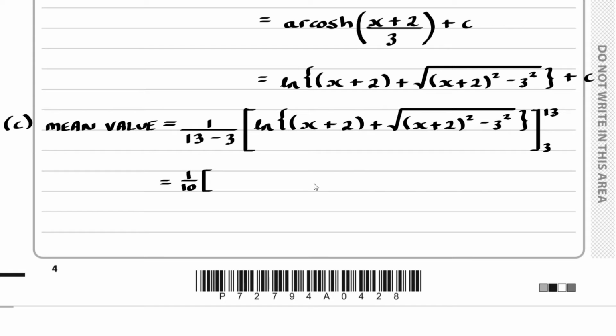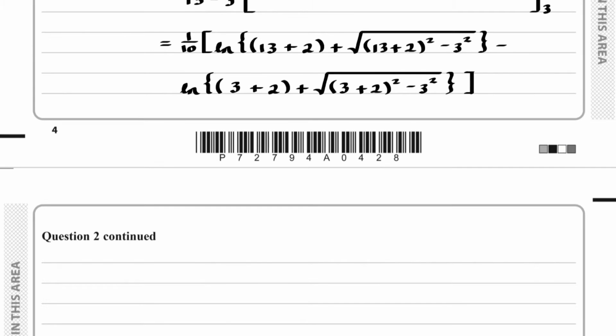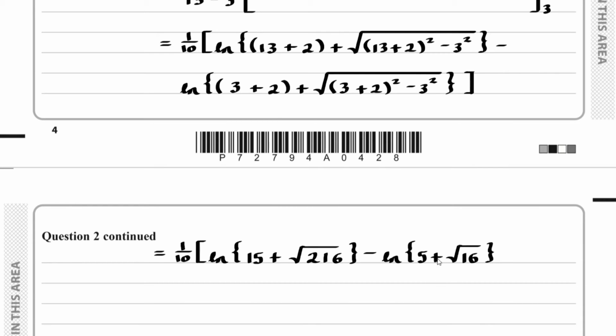And then if we substitute for our upper limit, we have the natural log of 13 plus 2 plus the square root of (13 plus 2) squared subtract 3 squared. And then we subtract our lower limit, we subtract the natural log of 3 plus 2 plus the square root of (3 plus 2) squared subtract 3 squared. So if we attempt to work this out, for the upper limit, we've got the natural log of 15 plus the square root of 216. For the lower limit, we've got the natural log of 5 plus root 16.